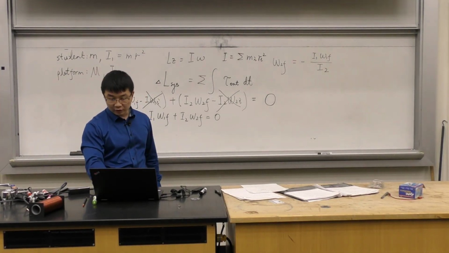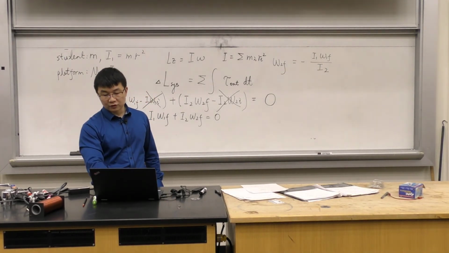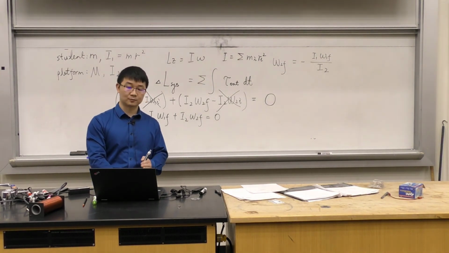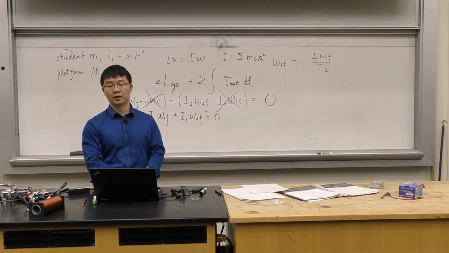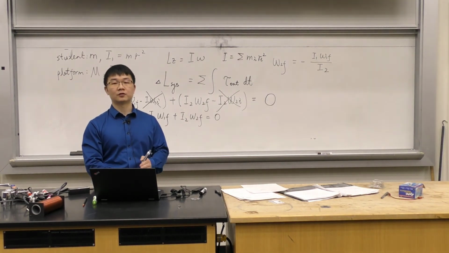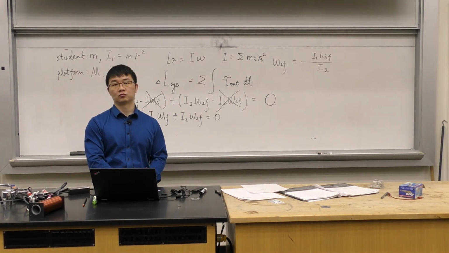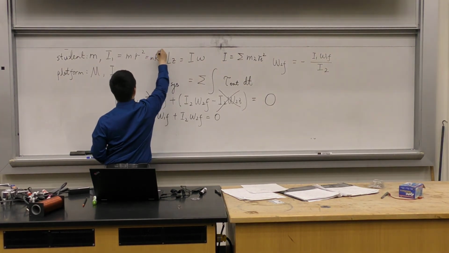So the student is rotating, right? The student is in a circular motion relative to the center of the platform. So it totally depends on where the student is. This problem says the student is at the rim. So the student will have a radius which equals the radius of the platform. In this case, this is going to become m times big R as well.